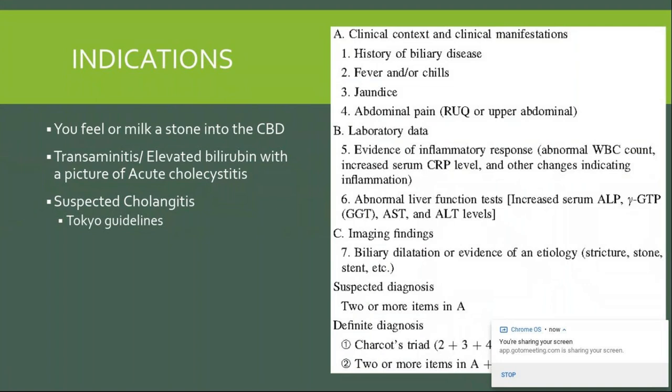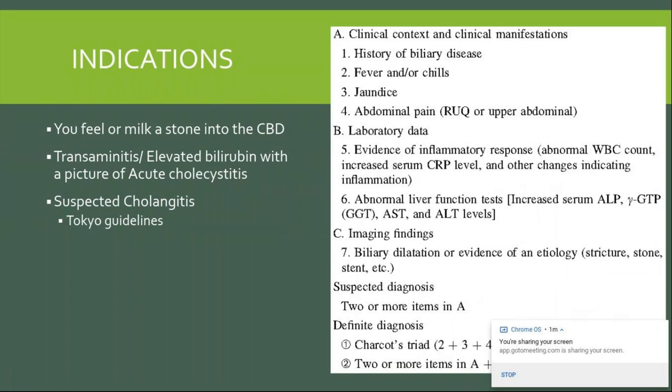All right. When you have a patient who shows up with acute cholecystitis and you have some suspicion that they have a stone in their common bile duct, intraoperatively, you might feel a stone kind of in the cystic duct, and you can find it or feel it with your grasper being milked into the common bile duct. Or if it's kind of a blurred picture with acute cholecystitis and a patient might have elevated transaminitis or a slightly elevated conjugated bilirubinemia, which blurs the picture. Or if the patient has suspected cholangitis.